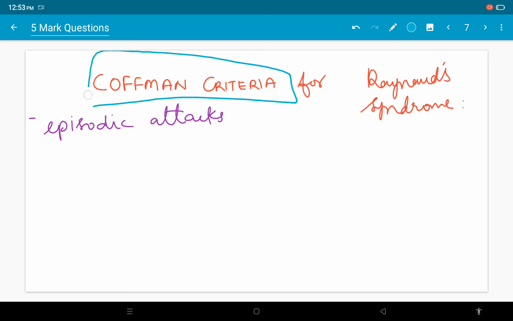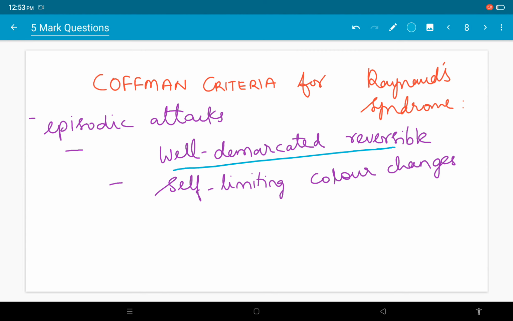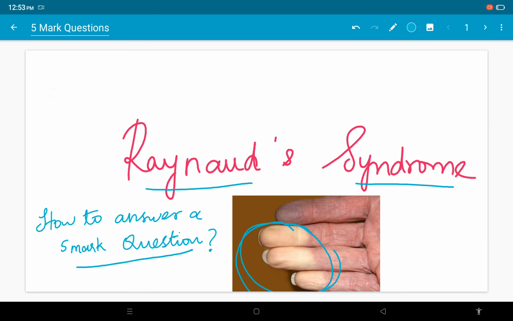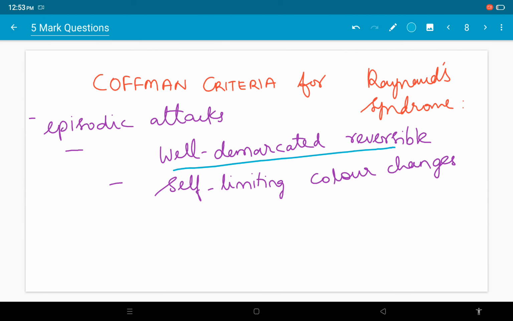Kaufman gave a criteria for Raynaud's phenomenon. What we saw till now will be given on a point-to-point basis. Episodic attacks: it should not be a continuous spasm, it attacks you in episodes. And it is a well-demarcated, reversible lesion. You could see the difference, where you could differentiate between the normal part and the blanched part. So it is a well-demarcated and reversible lesion.